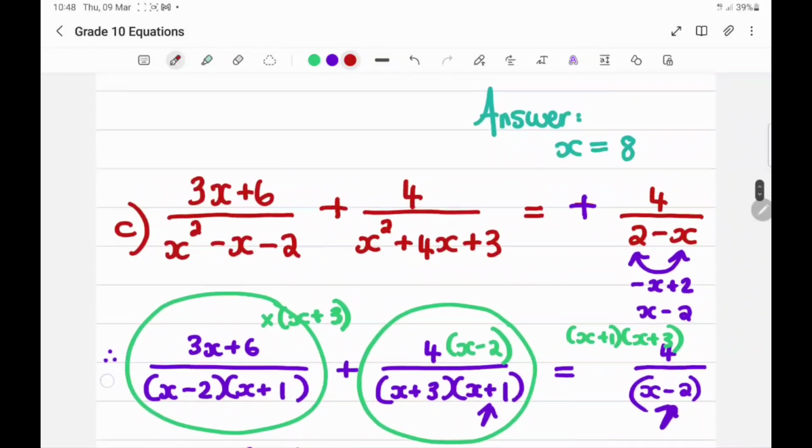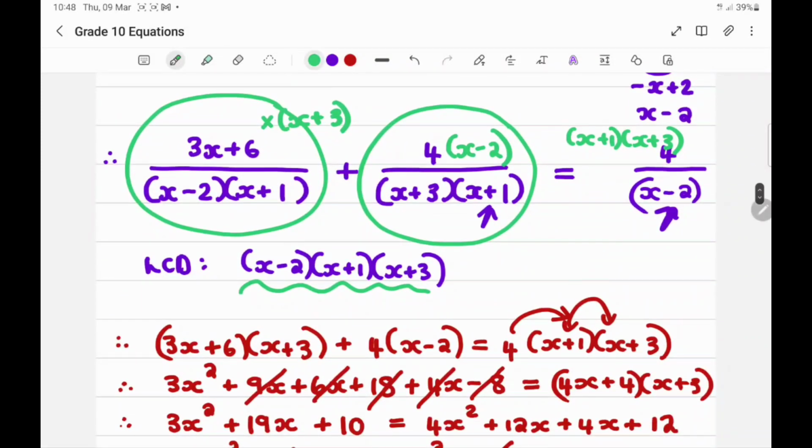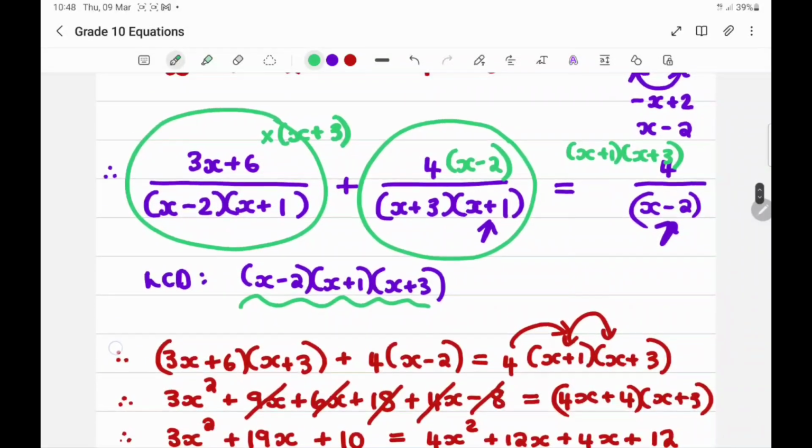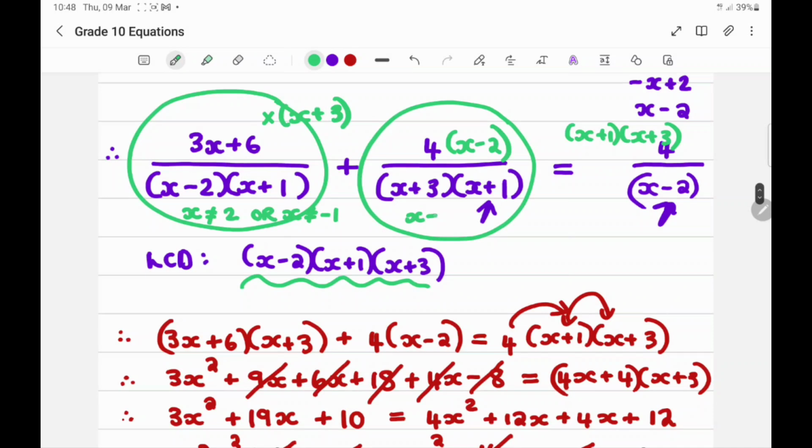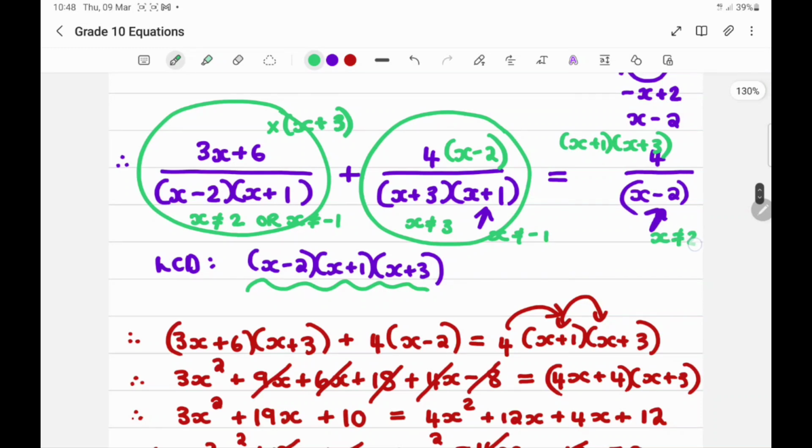What were our restrictions? Did we even write it up? No. So let's go have a look. If you look here, if you had to equal each bracket to 0, you can see that x can't be 2 or x can't be negative 1. X can't be 3, x can't be negative 1, and x can't be 2.